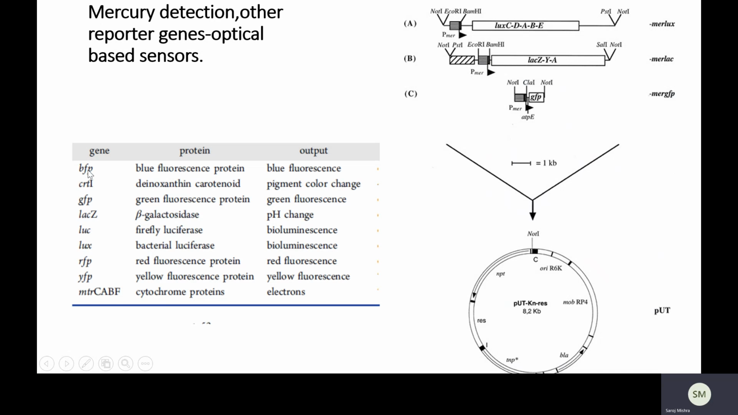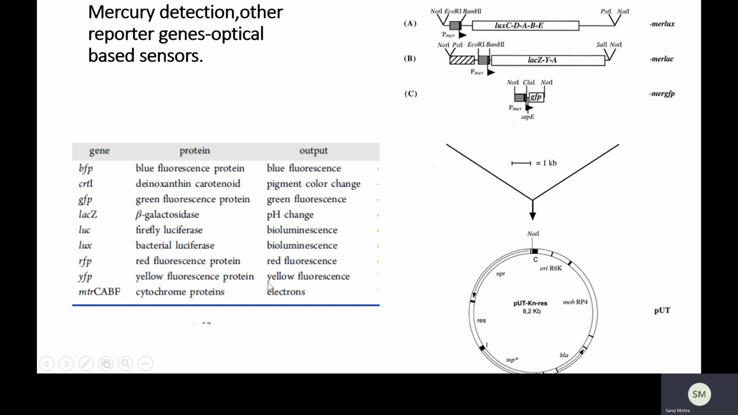So you can have blue fluorescence protein, which is your reporter protein, and it can get turned on by the presence of mercury or by the presence of naphthalene, depending on what kind of regulatory and operator promoter regions you have hooked upstream of that protein. The output is going to be blue fluorescence, or you can have some carotenoid, some pigment formation, green fluorescence protein, GFP. I've already given you an example, and so many other reporter genes are there.